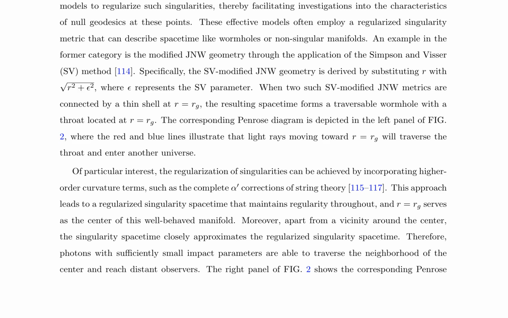Regularization of singularities can also be achieved by incorporating higher-order curvature terms, such as string theory's complete alpha corrections. This approach yields a regularized singularity spacetime, maintaining regularity throughout, with r equals rg as the center of this well-behaved manifold. Notably, apart from a vicinity around the center, the singularity spacetime closely approximates the regularized singularity spacetime. Consequently, photons with sufficiently small impact parameters can traverse the neighborhood of the center and reach distant observers. The corresponding Penrose diagram, shown in Fig. 2, right panel, highlights the regular center at r equals rg.